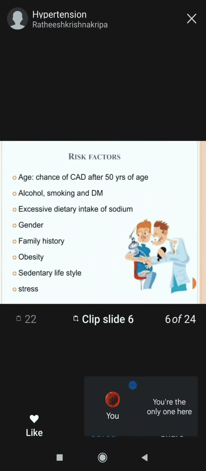So what are the risk factors? We have various types of risk factors that increase hypertension, like age, alcohol, smoking, diabetes mellitus, excessive dietary intake of sodium, and gender. Excessive dietary intake of sodium increases renal retention. Others include family history, obesity, sedentary lifestyle, and stress, which also increase the risk of hypertension.